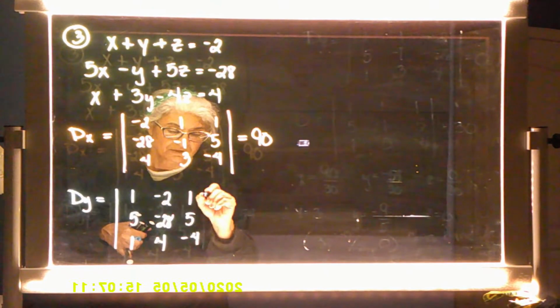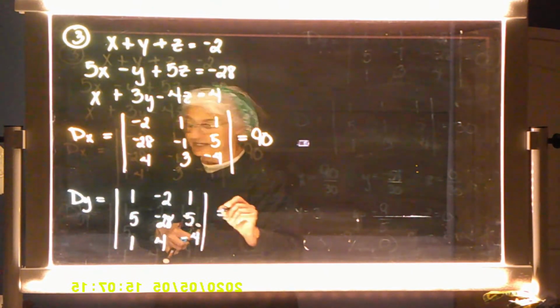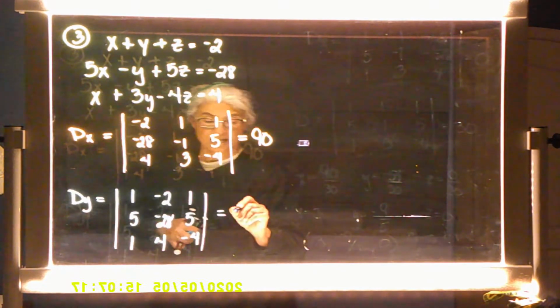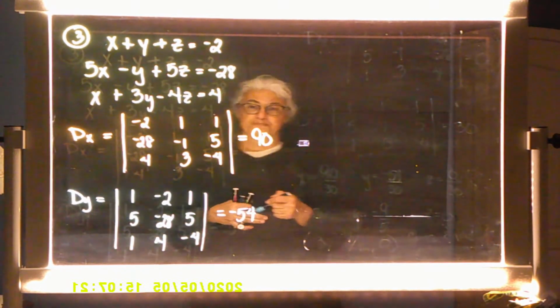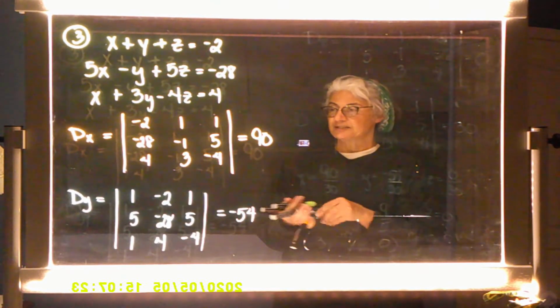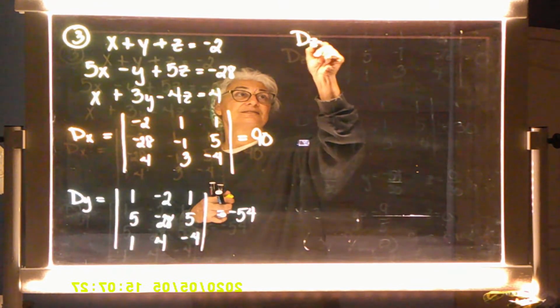Okay, so you do your work. I've already done my work. And on this one, I ended up with a negative 54. So hopefully we agree. Now, let's look at the next one, the one with respect to z.